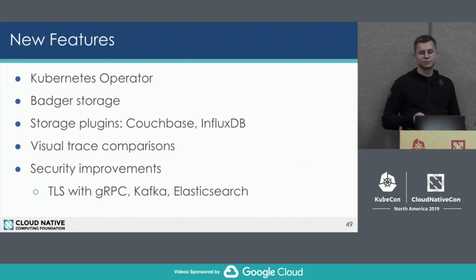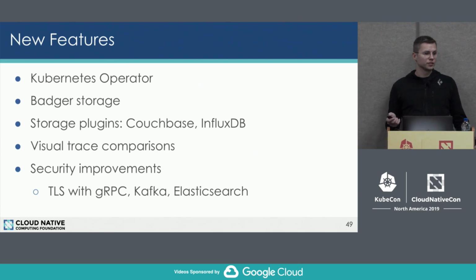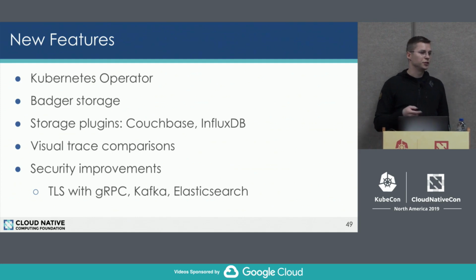And the storage layer is pluggable. It's based on a gRPC plugin. At the moment, there are two implementations, one for Couchbase and another for InfluxDB. Yuri talked about the trace comparison. That's also new. And we made some improvements on the security part. So there is TLS for the gRPC communication between agent and collector, and also for Kafka and Elasticsearch.